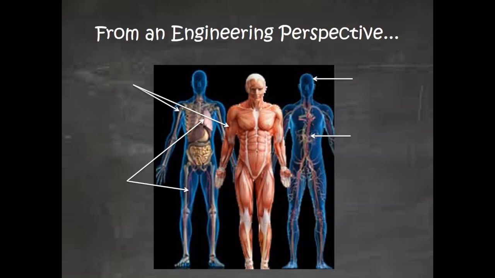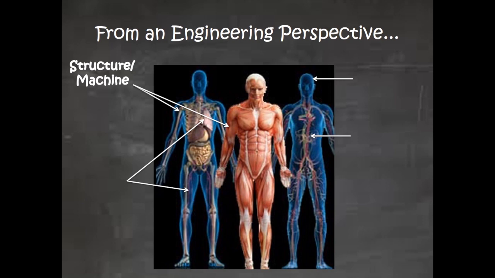Let's look at the body from an engineering perspective. If we were trying to define the function of parts of the human body using engineering terms, what do you think the bones and muscles are like? The bones and muscles are like a structure or machine. They provide support and enable movement.